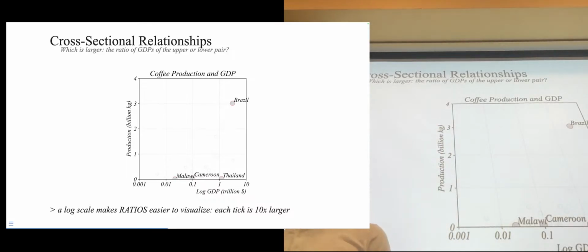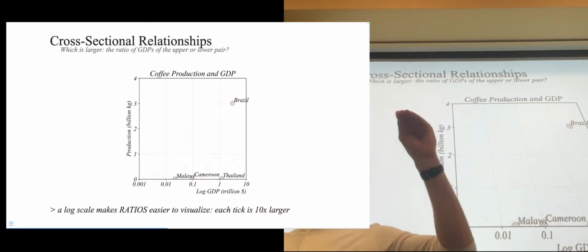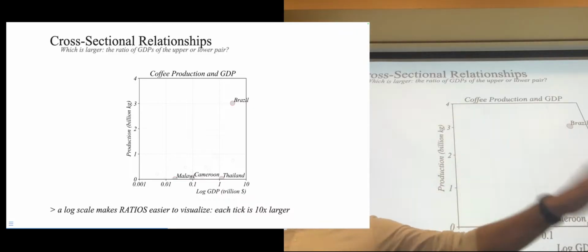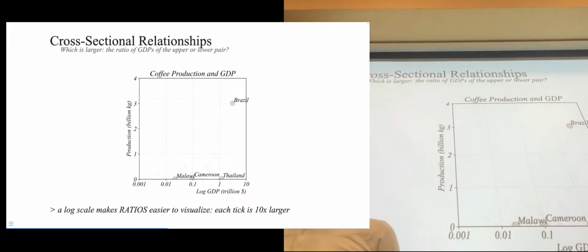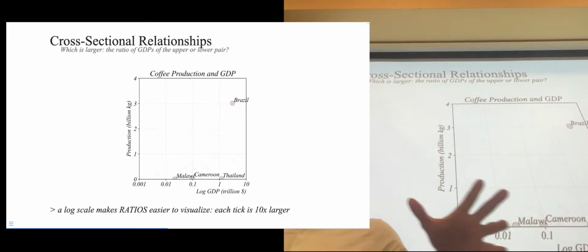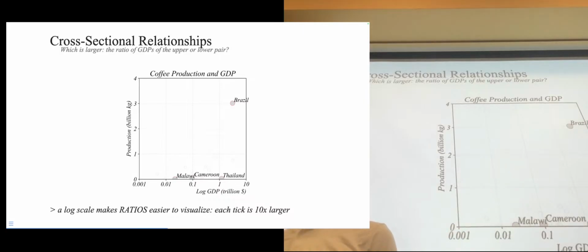Okay, so in this case, with a logarithmic scale, I want you to try to answer this question a second time. Is the ratio of the GDPs of the upper or lower pairs greater? Truly take a shot at this.